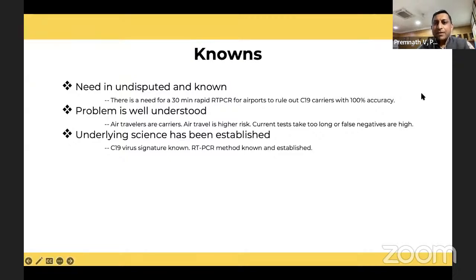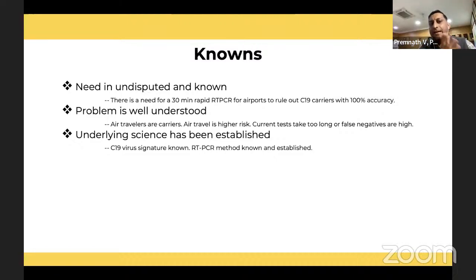I'm saying there's a need for a 30-minute RT-PCR kit for airports to rule out COVID-19 carriers with 100% accuracy, okay? And I said rule out. I didn't say who are positive. I said rule out people, that they are definitely negative, right? You want 100% detection of negative cases, okay?